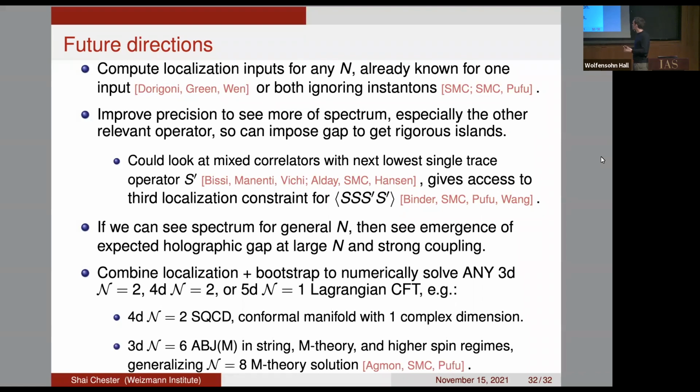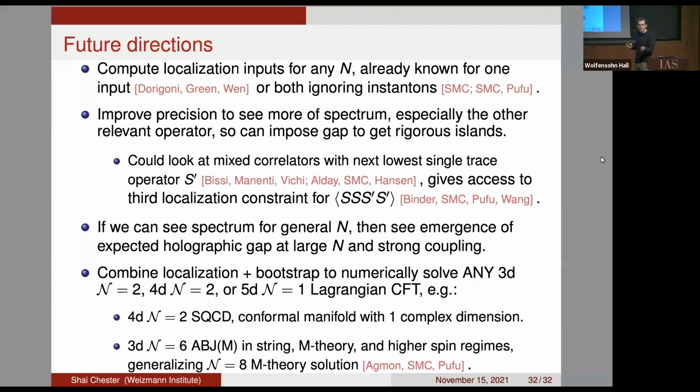Another theory we'd like to look into is 3D N=6 ABJM. What's nice about this theory is that depending on its parameters, it's dual to either string theory, M theory, or higher spin gravity. And so this generalizes the maximally supersymmetric case, which was only dual to M theory. In the maximally supersymmetric case, in a paper with these collaborators from a few years ago, we were able to compute very precise islands.